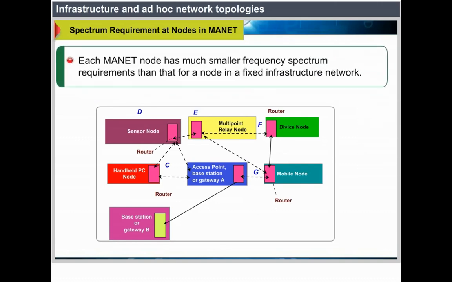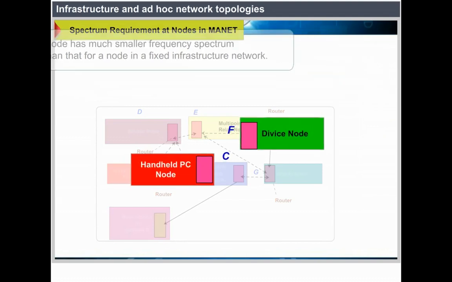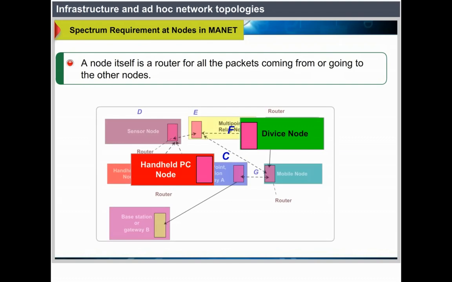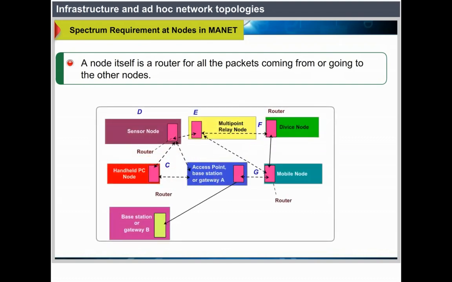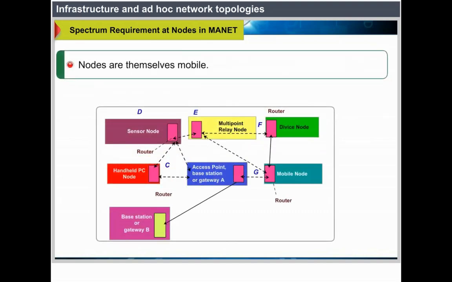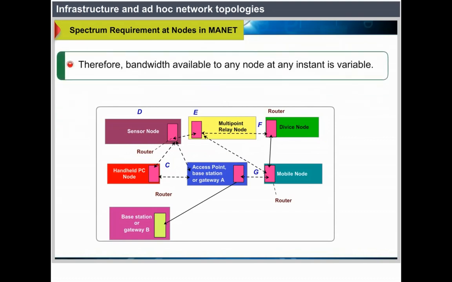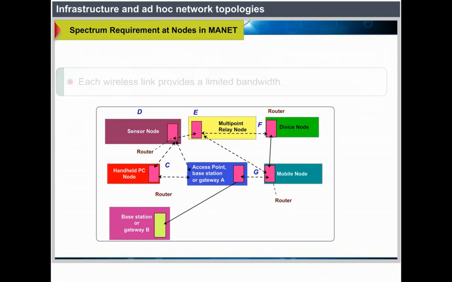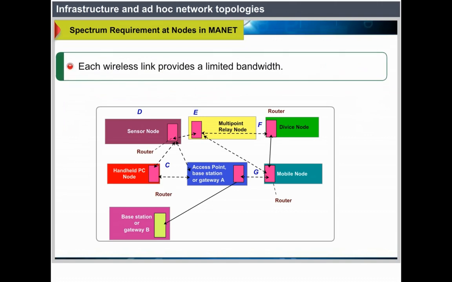Each MANET node has much smaller frequency spectrum requirements than that for a node in a fixed infrastructure network. A node itself is a router for all the packets coming from or going to the other nodes. Nodes are themselves mobile. Therefore, bandwidth available to any node at any instant is variable. MANET enables spectrum reuse. Each wireless link provides a limited bandwidth.